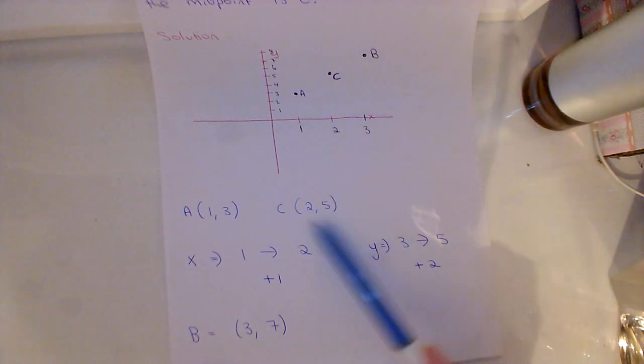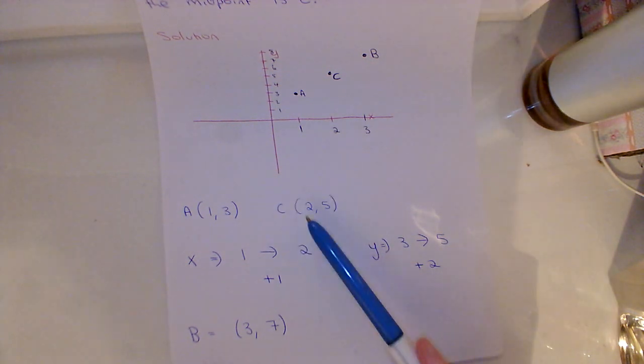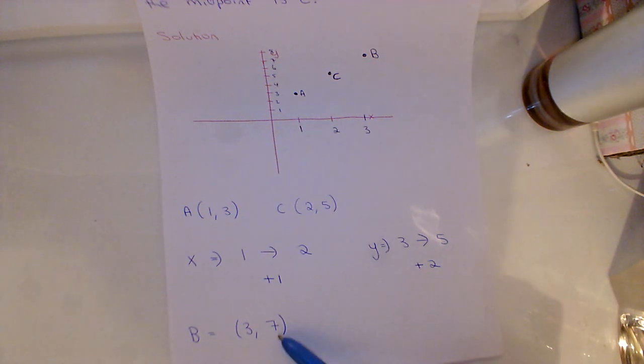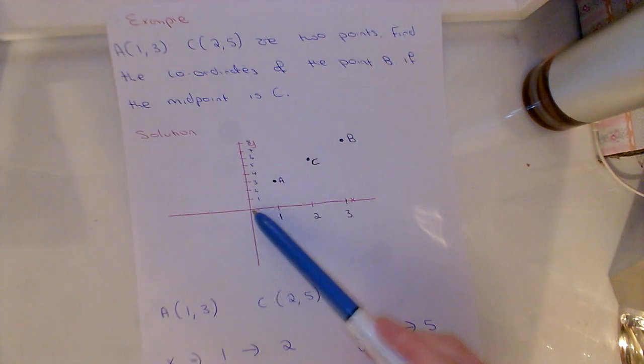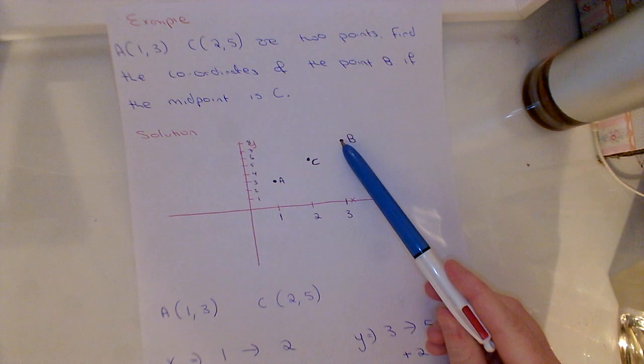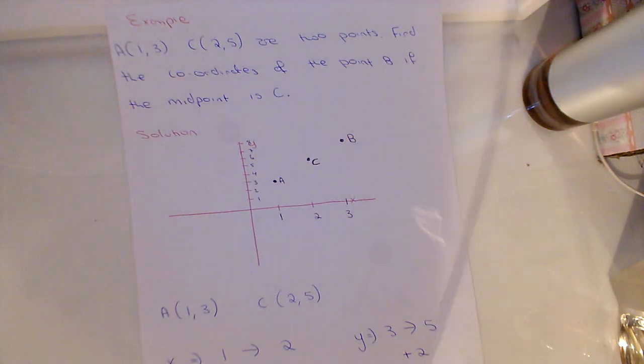So I'm looking at this point, 2, 5. I increase my x by 1, I get 3. I increase my y by 2 and I get 7. So the point B is (3, 7). I always start here at 0, 0, and I go in the door to 3, up the stairs to 7, that's B, and I have it plotted there. That's the point B that I was looking for.